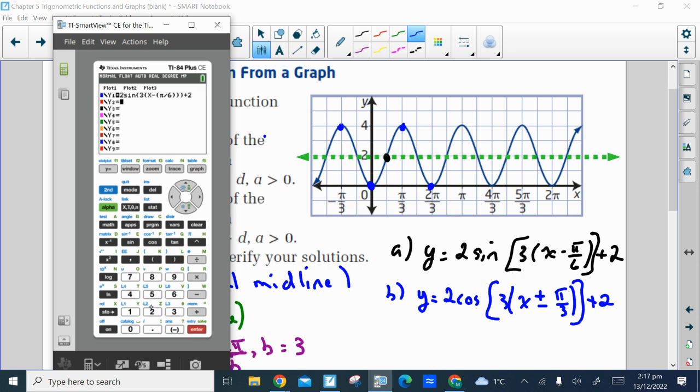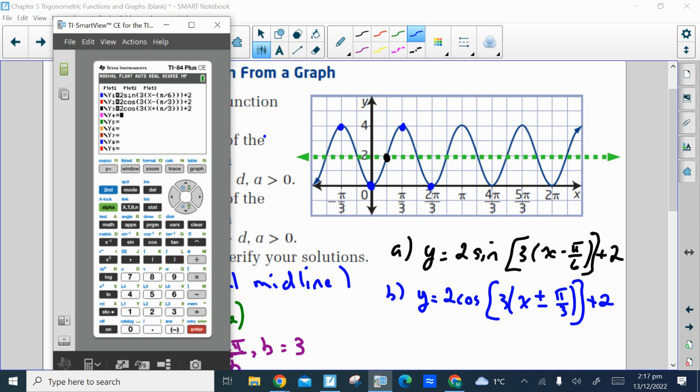Our second equation is 2 cosine 3, open a bracket, and we can put x minus and another bracket for pi on 3. Or 2 cosine 3 bracket x plus pi on 3, with the plus 2 on the end.